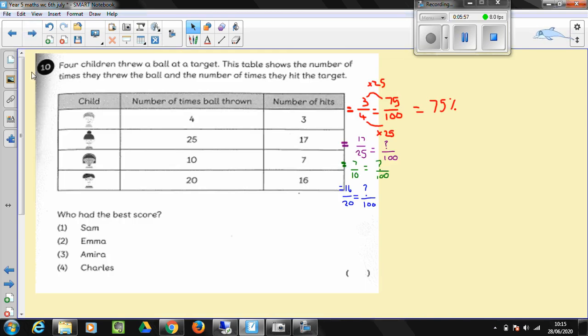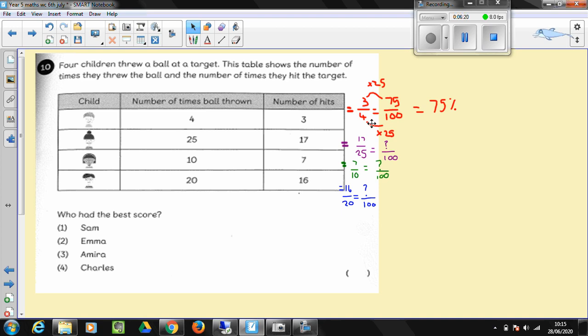For this question, they're asking you, 4 children threw a ball at a target. The table shows the number of times they threw the ball and the number of times they hit the target. Who had the best score? Well, to work it out, you'll need a percentage. You'll need to know what percentage each child scored. Here's a reminder on how to do it.